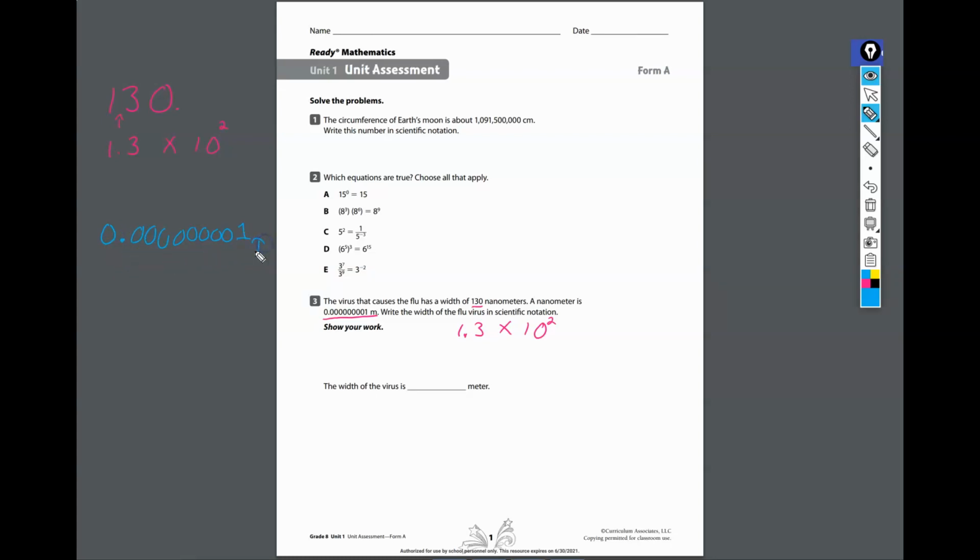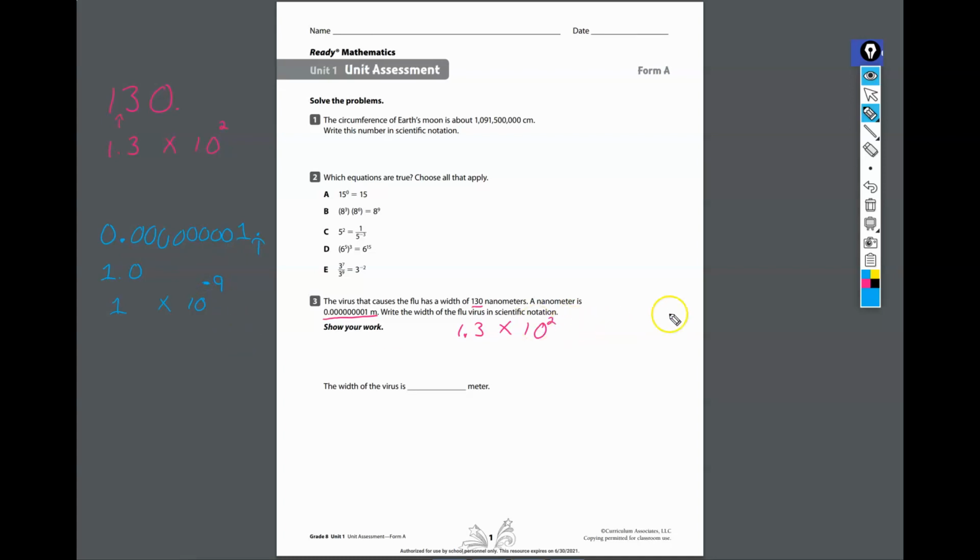Again, I need one digit to the left of the decimal, so I'm going to have to put that new decimal over here. You can have 1.0, or you could just write it as 1. But how many places did we move it? Let's count. 1, 2, 3, 4, 5, 6, 7, 8, 9. Now, since this was a small number and I moved my decimal to the right, it is -9.